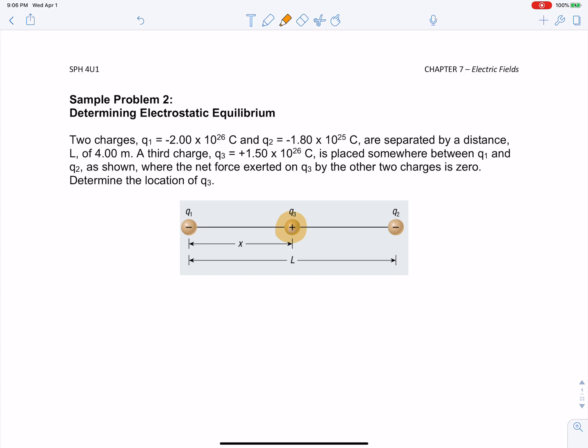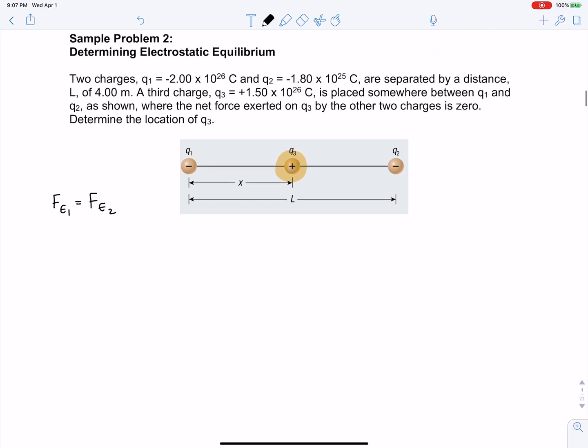So since it's in equilibrium, we know that the electric force from Q1 is equal to the electric force by Q2. As a result, Q3 lies in equilibrium. The net force acting on it is 0. It's suspended at that location, x, in between Q1 and Q2. So we can use this statement to solve for x. Now bear with me. I'm going to warn you in advance. This is a tedious question.